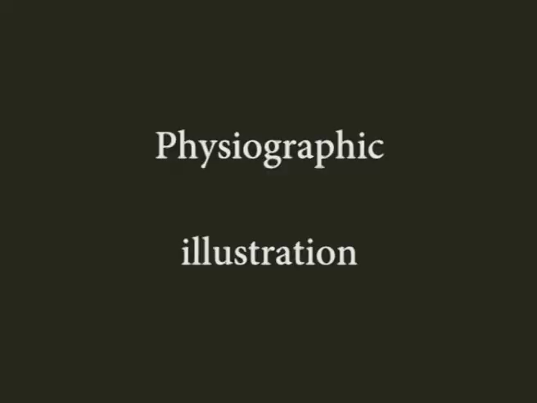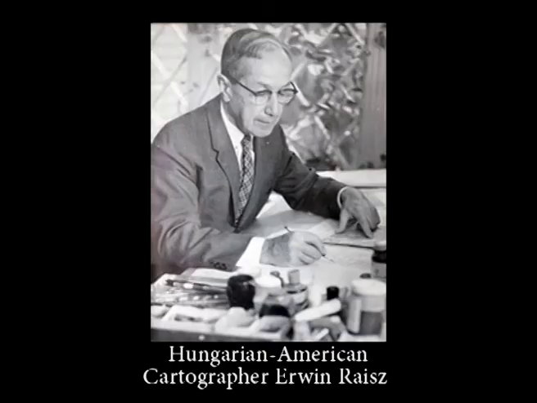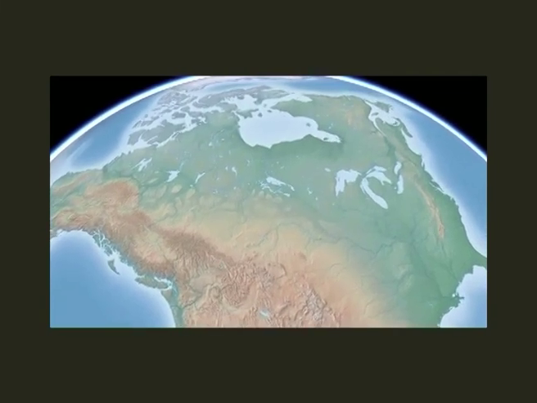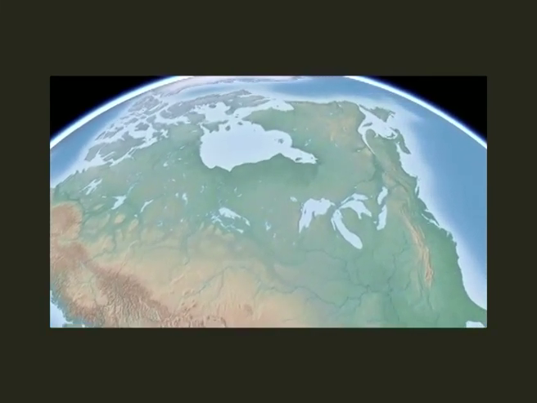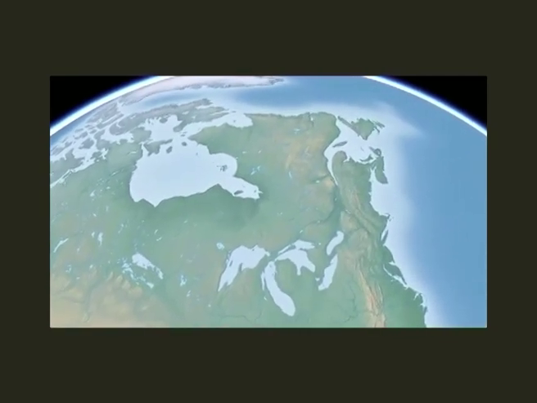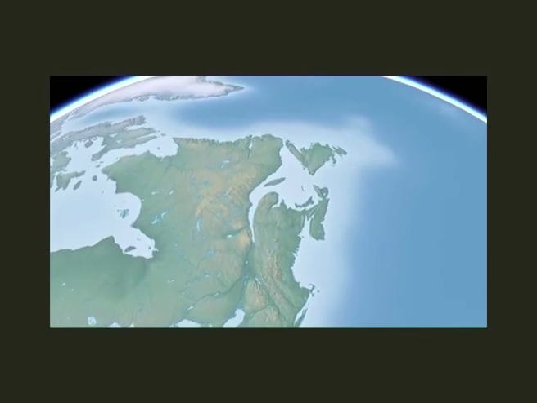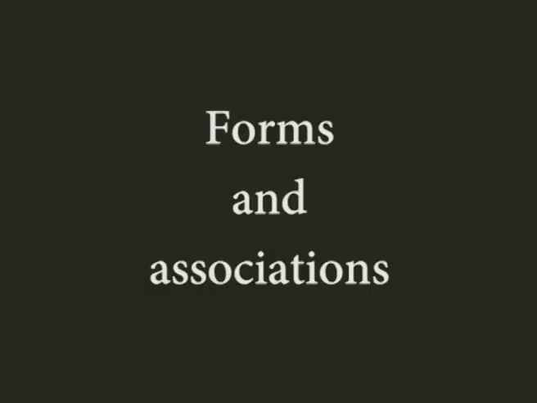The next method of relief representation is the physiographic illustration. This technique was pioneered by Hungarian-American cartographer Erwin Raisz. This technique uses generalized texture to imitate landform shapes over a large area. A combination of hill profile and shaded relief has been adopted, and this style of relief representation is useful in illustrating geomorphological patterns. And the last method of relief representation is what is called forms and associations.